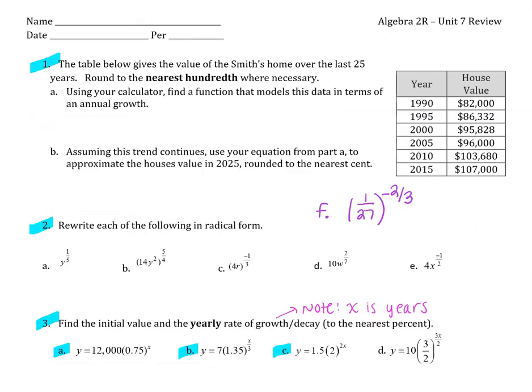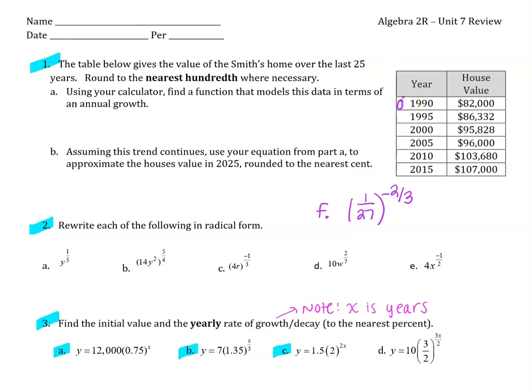Alright, so starting with question 1. The table below gives the value of the Smiths' home over the last 25 years. Round to the nearest hundredth where necessary. Using your calculator, find a function that models the data in terms of annual growth. Usually we'll say find an exponential regression equation on your test, and that's how the Regents will say it as well. So this is going to be an exponential function, which means that when I do the regression, I'm not going to put the years in for L1, I'm going to put in years since 1990.